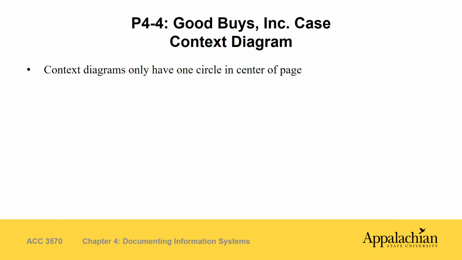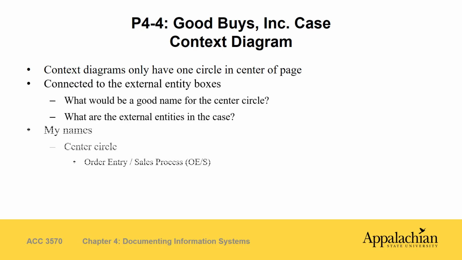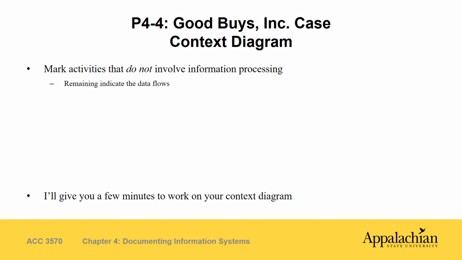So, drawing a context diagram: remember, it only has one circle in the center of the page. I would have talked out in class what good names are for the center circle and the external entities. I call the center circle order entry sales process, or OES. We're going to be learning more detail about that later. The external entities are the credit card processing company and the warehouse.